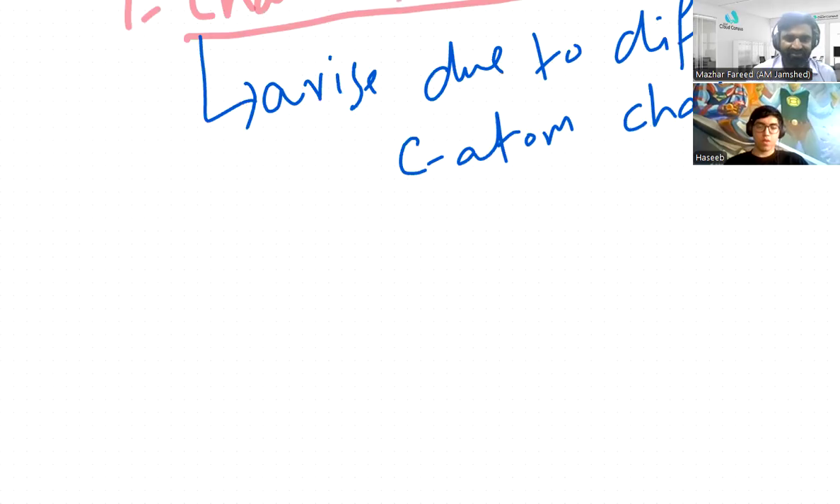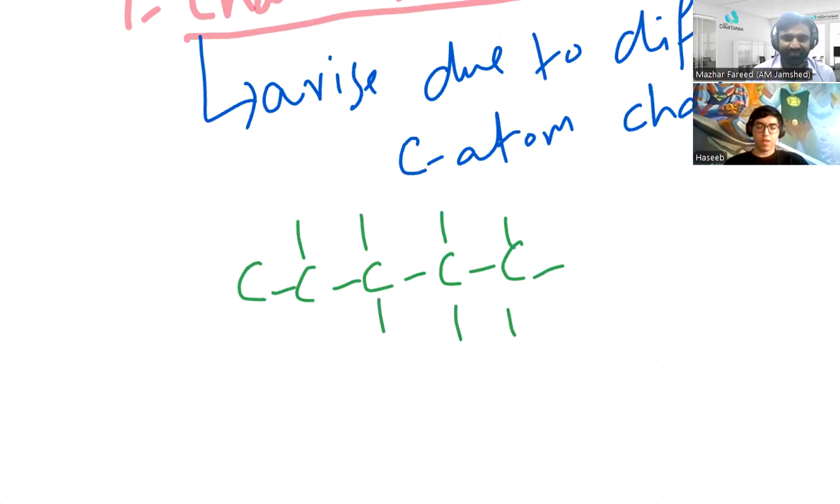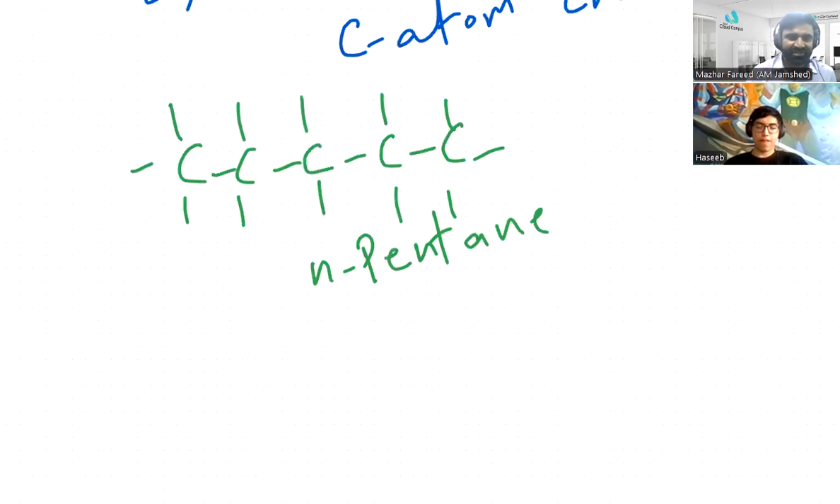We can explain it like pentane. Pentane has how many carbons? 5. So this is the straight chain carbon. You can make its other bonds, and you can write hydrogen here. It is up to you. So it is a straight chain. We can say it is n-pentane. And so you can draw its other structure.